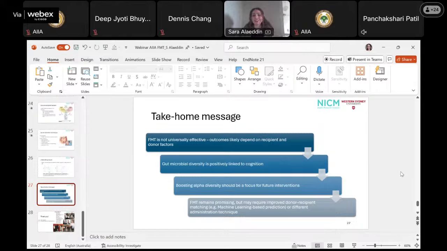My take-home message is basically that FMT is not universally effective, unfortunately. Outcomes likely depend on recipient and donor factors. But gut microbial diversity is positively linked to cognition. So I think future interventions should probably focus on boosting alpha diversity to hopefully influence cognitive function in a positive way. And FMT still remains promising, but it may require improved donor-recipient matching, for example machine learning, or a different, more invasive administration technique.